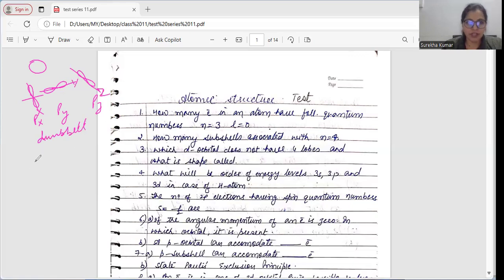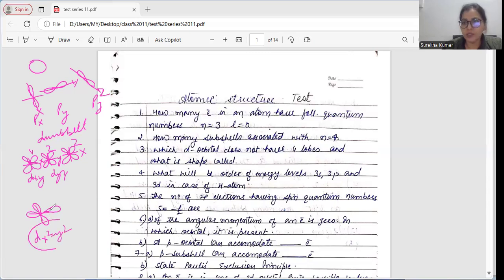D orbitals, these are 5 in number. Like this: dxy, dyz, dzx. If we write xy, it will become dxy. If we write yz, it will become dyz. If we write down x and z, it will become dxz, right? And this is dx square minus y square. Now the question arises, what is the difference between dx square minus y square and dxy? Their lobes are present at 45-degree angle to each other, right?